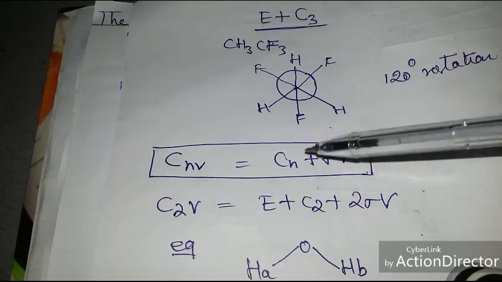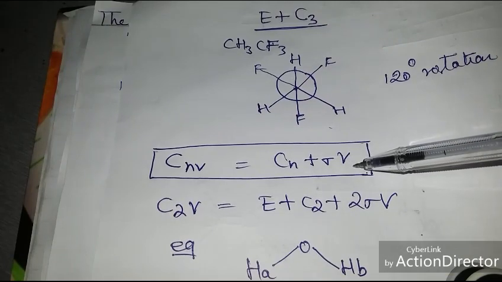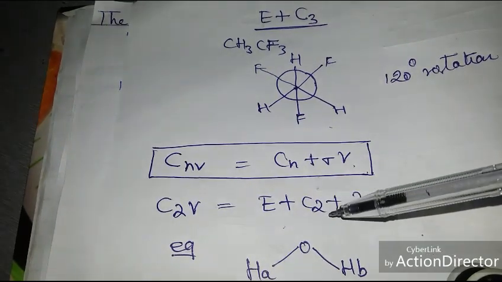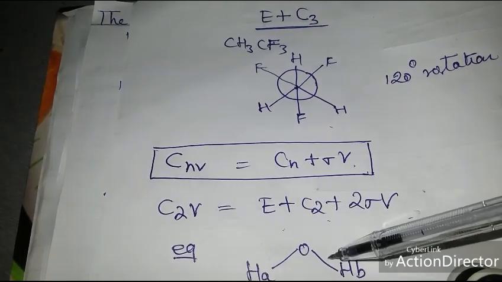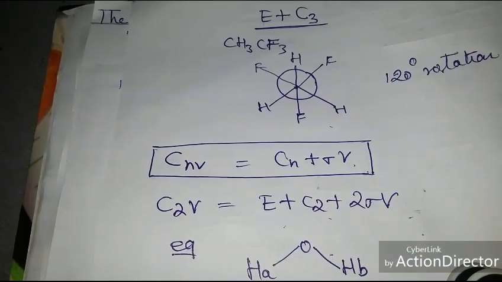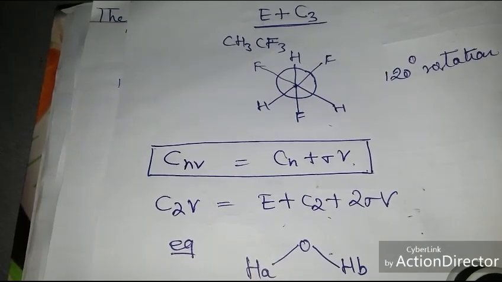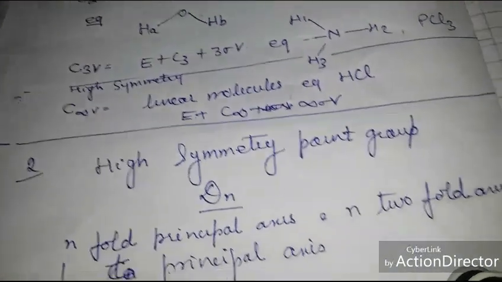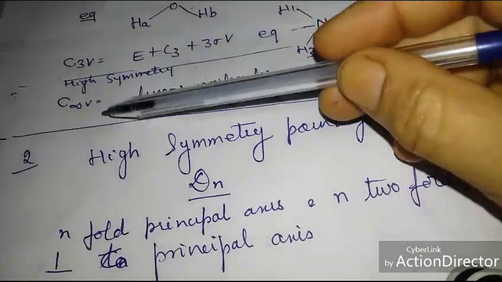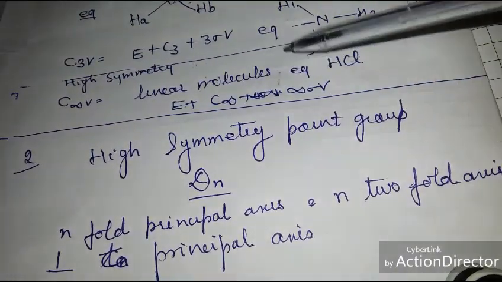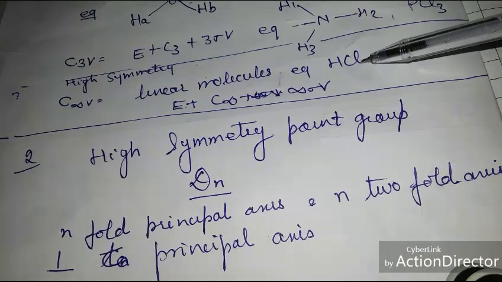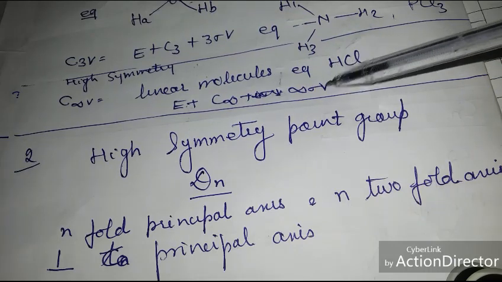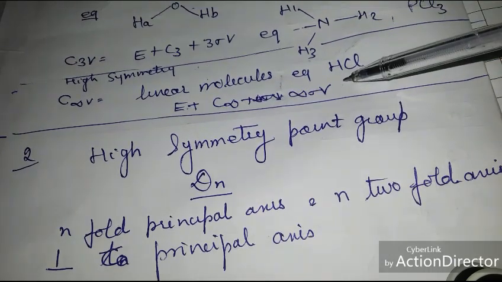Then the CNV point group, if it is having CN plus sigma V. That is, if I am considering C2V, it will be having E, C2 and 2 sigma V. Example is of water. For C3V, examples can be PCl3 or NH3. Now let us come to the higher order symmetry, which includes C infinity V. All the linear molecules fall in this group. Examples are HCl, HBr. So it will be having identity, C infinity and infinity sigma V.